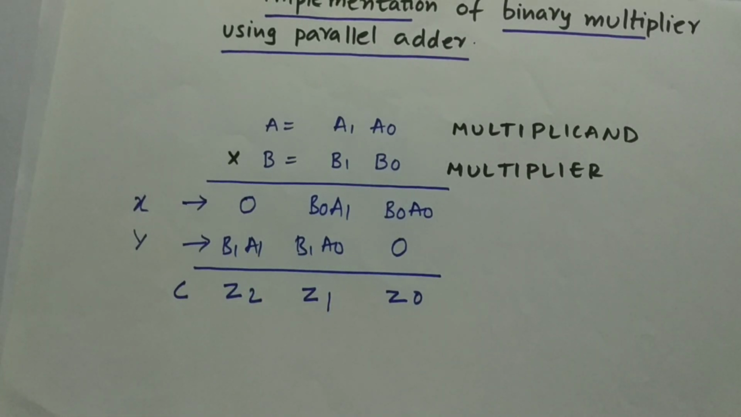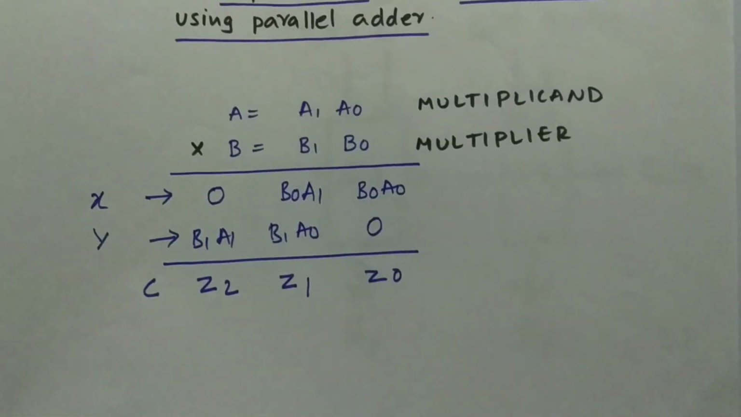So this is looking like what? This is looking like an addition of 2 bits. This x and y are being added. So now I'm going to use a parallel adder to show you how it's done. Let's go for the parallel adder.